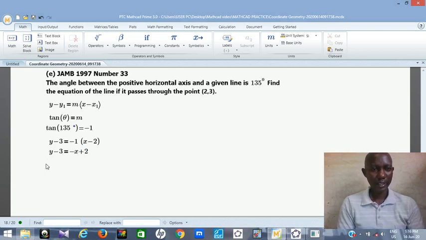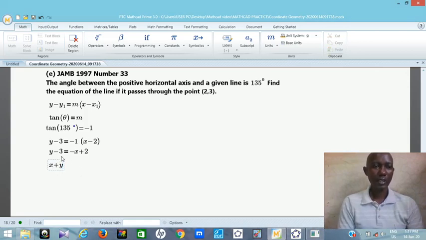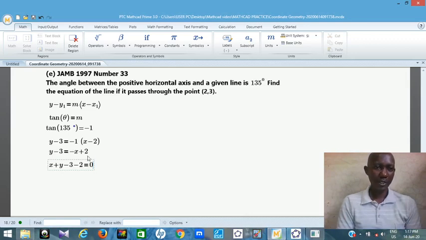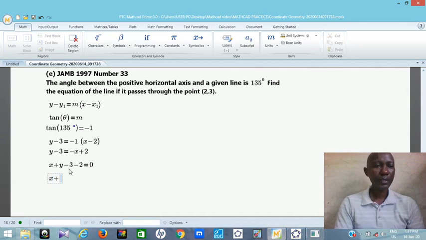So if I take x first, I have x, minus x becomes plus x, then plus y, then what next? Minus 3 minus 2 equals 0. Plus 2 will become minus on the other side. So that is it, equals 0. Then what next? Okay, we add this and that is all. So you have x plus y minus 3 minus 2, which is minus 5, equals 0. So that is the solution to this question.